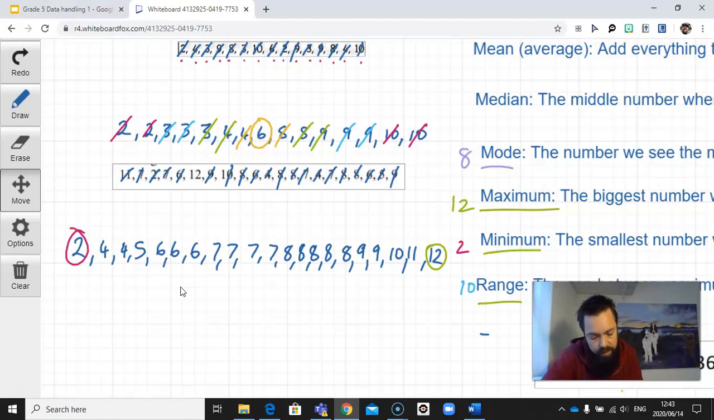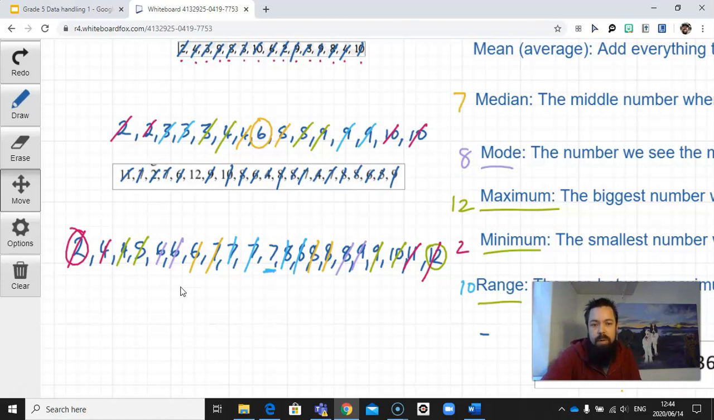Okay, and the final step is to do my median. I'm going to do that by crossing off from the outside and working in towards the middle, so 1 and 1. Cross out those two. I'm only changing color so that I make sure I've got the same number on both sides and it's easy to see. So I'm left with a middle number. So my median is 7.